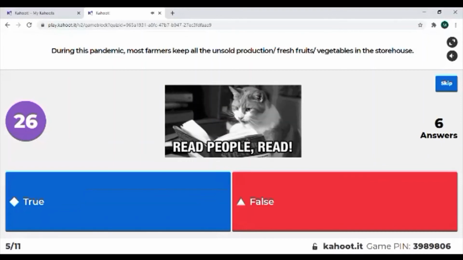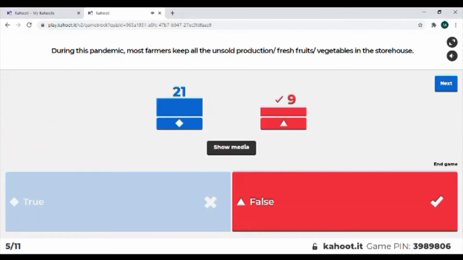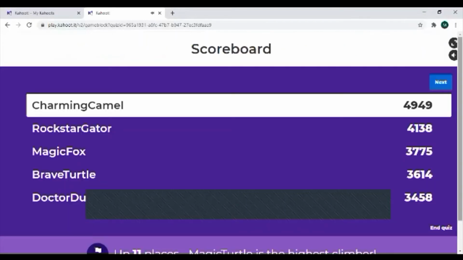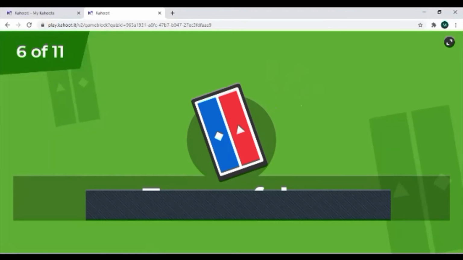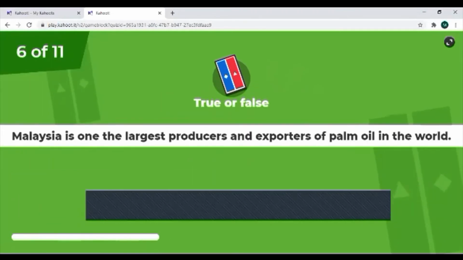So during this pandemic, most farmers keep all the unsold production, fresh fruits and vegetables in their storehouse. Is it true or false? If y'all had paid attention while Mr. Hamza was presenting, it would have been easy to answer. That's right. Rockstar Gator is on the top of the list now. Charming Camel, don't worry, you can come up.